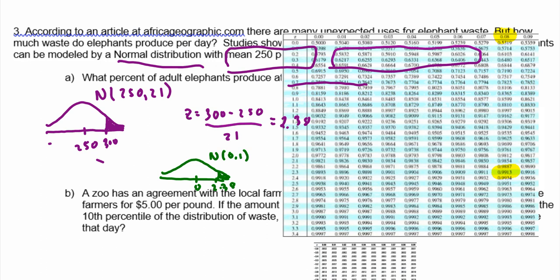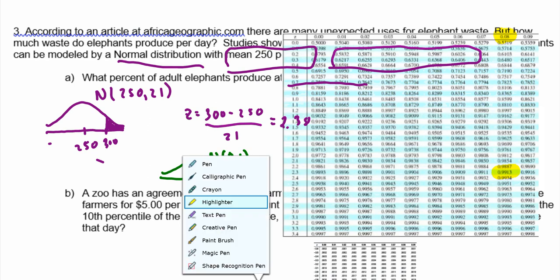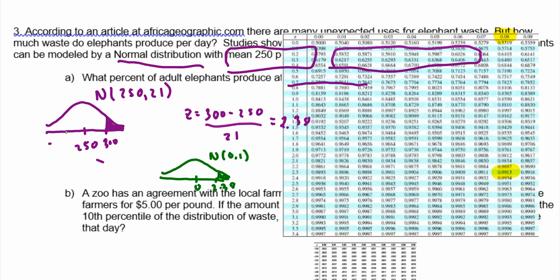0.9913. Now, what value did we just find there? Okay, well, that 0.9913 is actually referring to this right there. It's always a percentile. So what we found was actually 0.9913, okay, is that value.